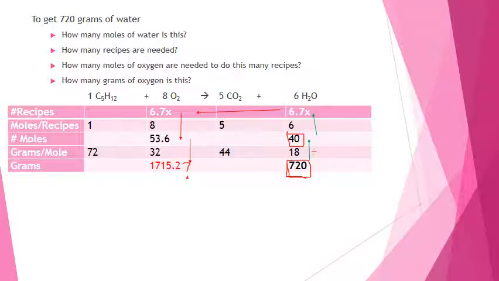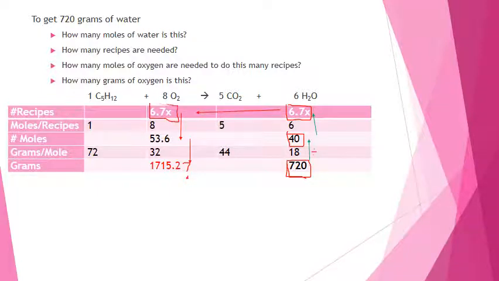Okay, each recipe is 6. So you can divide 40 up into groups of 6, 6.7 times, and we're rounding this to 6.7. Don't use repeating numbers like 6.666. Just round to the nearest tenth. All right, so I can do the reaction 6.7 times if I have 720 grams of water.